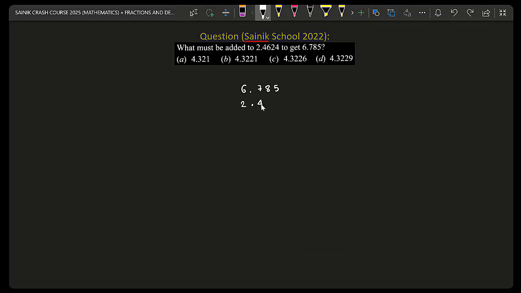Yes, 2.4, 4, 6, 2. There is no digit here. Which digit can I use? Sir, 0. Very good, 0. Now start subtracting. Now take borrow. You'll get 10 minus 4 is 6. 5 became 4. 4 minus 2 is 2. 8 minus 6 is 2. 7 minus 4 is 3. And 6 minus 2 is 4. So which option is correct, Srivali? Sir, C. Okay, answer C.